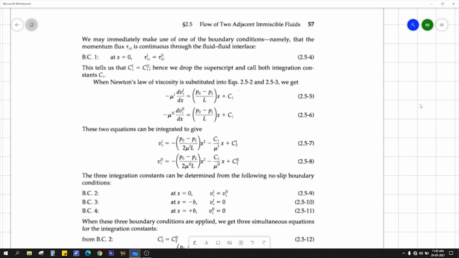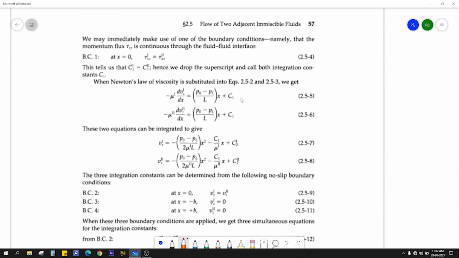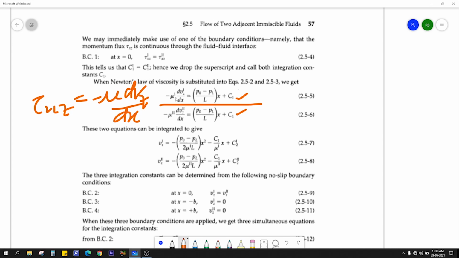So now you just denote it by C1 for both. And in place of tau xz, just put the definition of viscosity, dVz by dx, right? Only the differences: you have to write these two equations for both the fluids. So this is written for fluid 1. Since C1 for fluid 1 and fluid 2 are the same, we have replaced them with C1 only. So you have got this velocity equation for both the fluids.